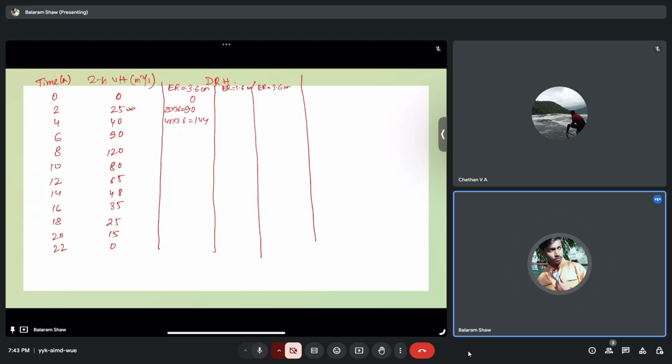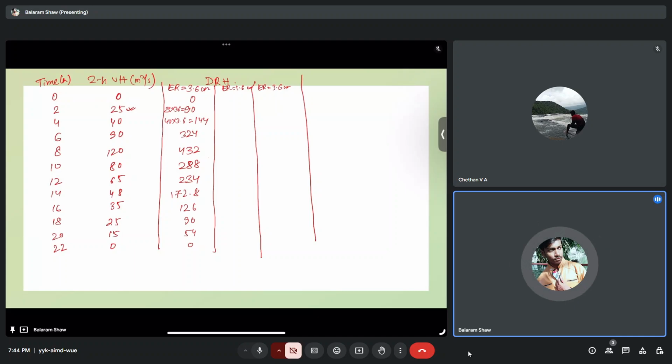Then I'll write the values: 225, 432, 288, 234, 172.8, 126, 90, 54 and 0.